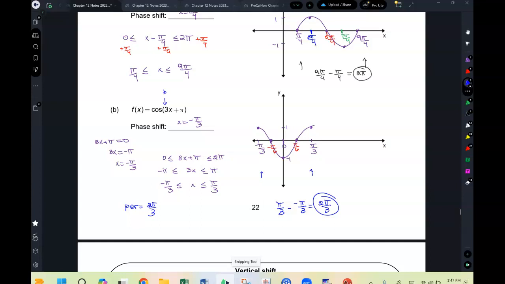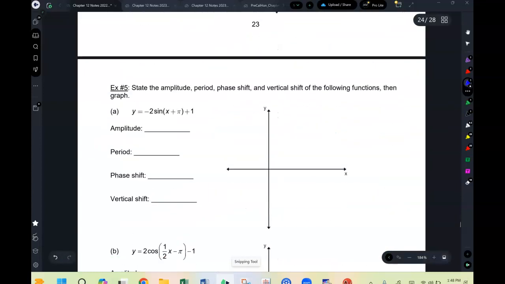So whatever the period is, like the period for this one is 2 pi over 3. It might not show up here, but that's the distance. How do you know the period? Because it's 2 pi over B. B is the coefficient of the x. 2 pi over whatever it is. B is the coefficient of the x. All right. Okay, so moving along, we did this page, so we're here.